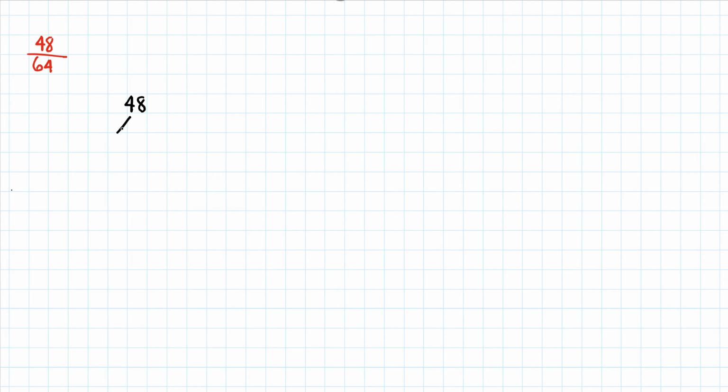So 48, and then divide it. I'm going to use 6 and 8. 6 times 8 is 48, and then none of those are prime factors. So then I simply continue with the 6, and I get 2 and 3, and both are prime factors. And I get 2 and 4, and then I continue 2 and 2. Wonderful. I have finished with the 48.